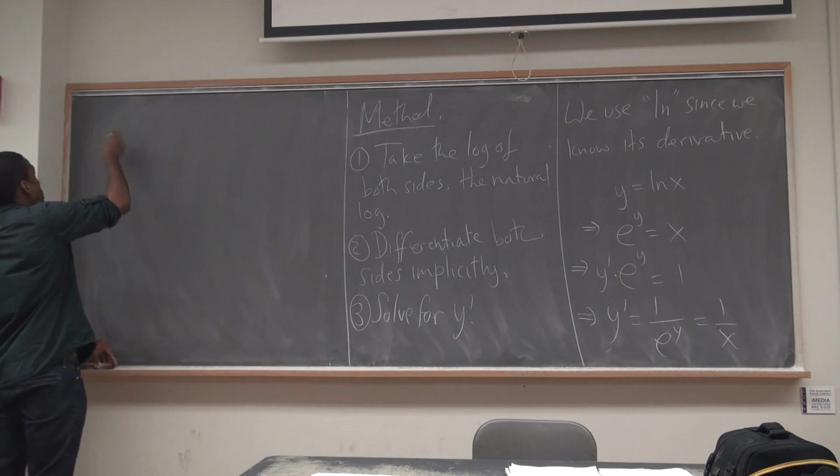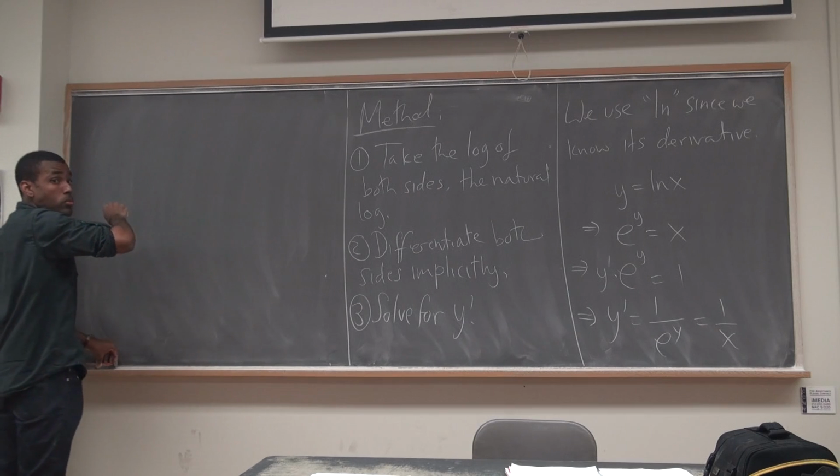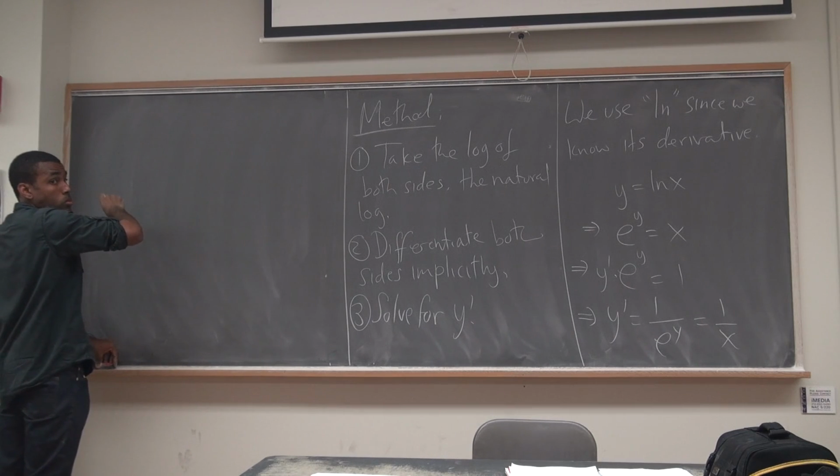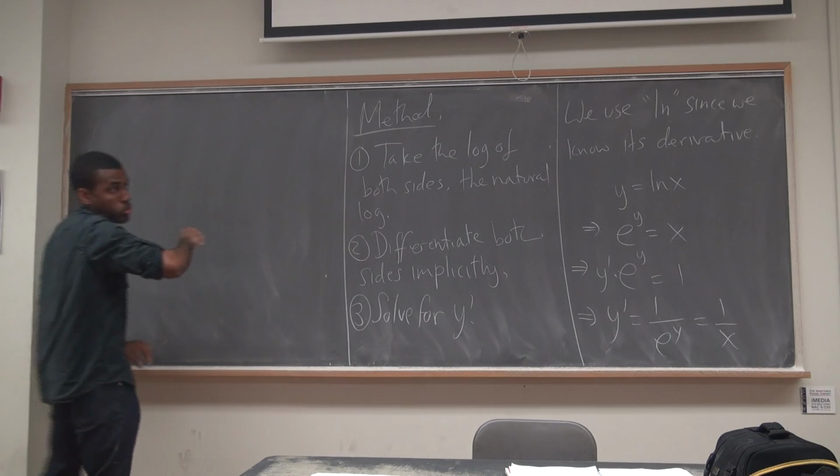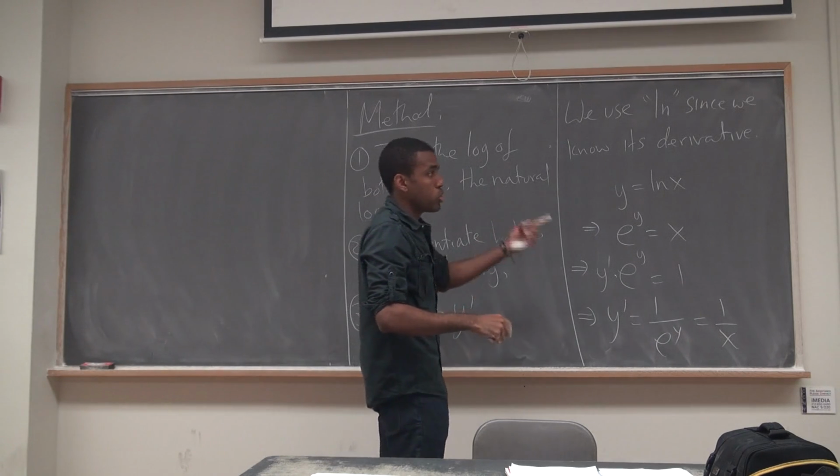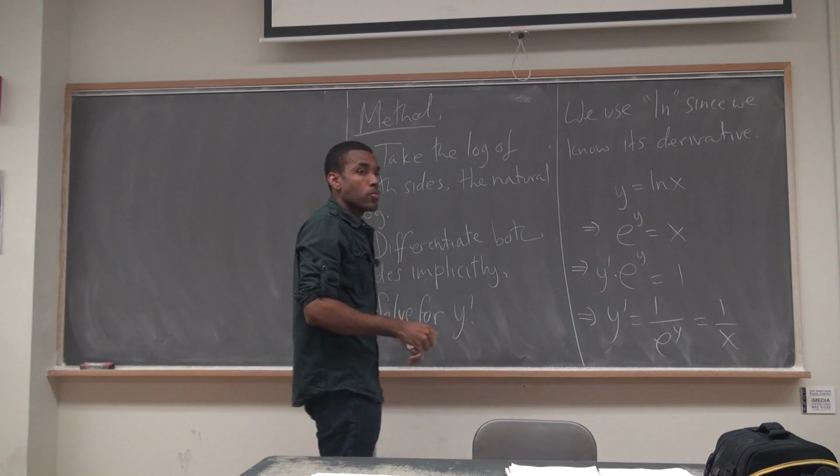Professor, does it stand to reason that the derivative of ln of 2x would be 1 over 2x? No, you'd apply the chain rule. It would be 1 over 2x times 2.